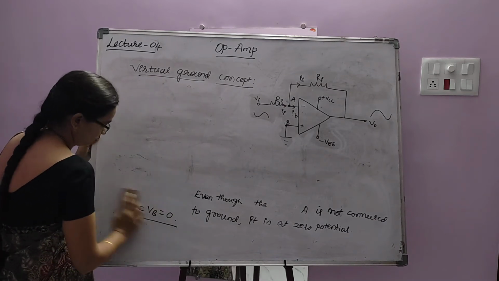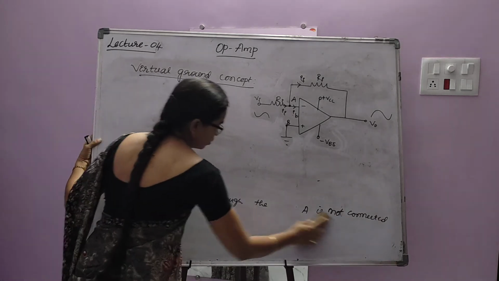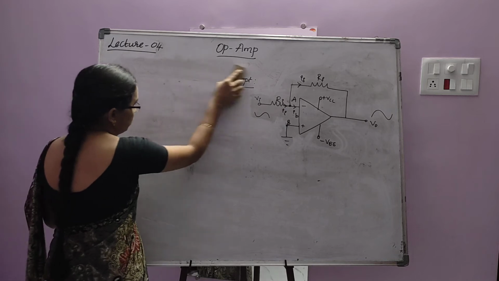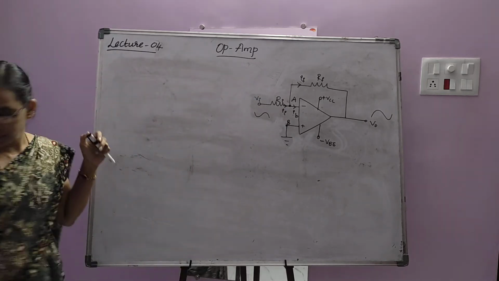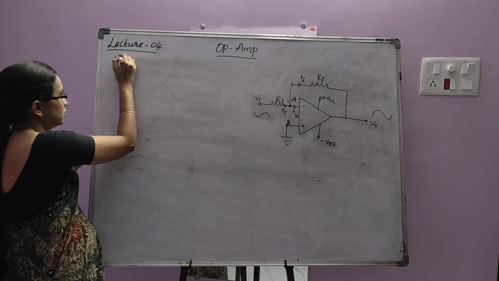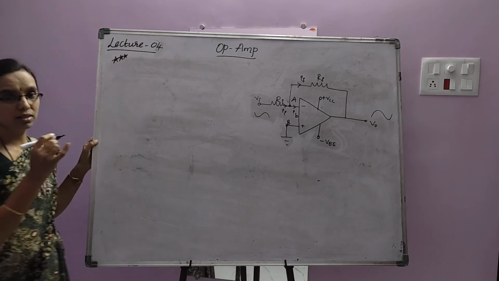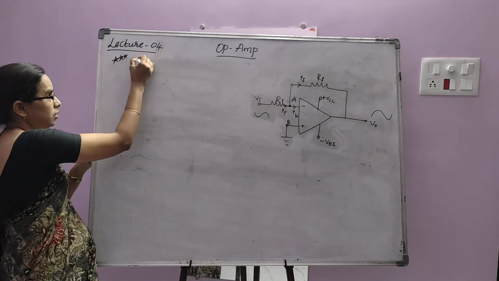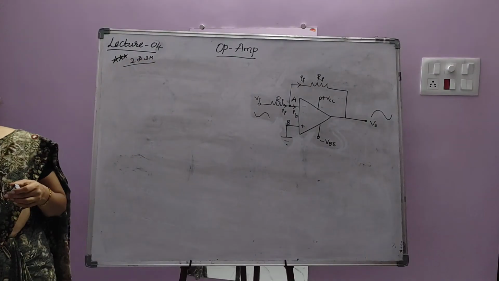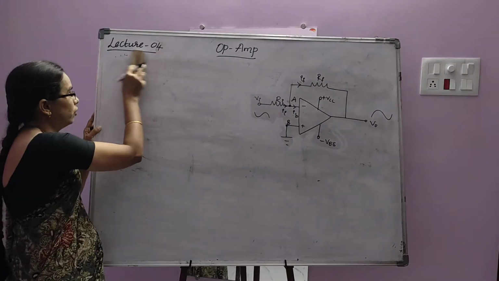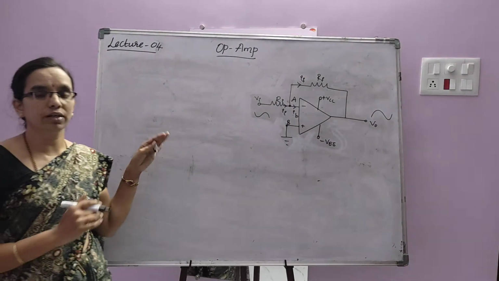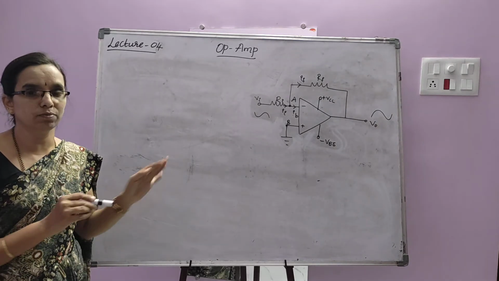So this explains the virtual ground concept of an op-amp. It will be asked several times in the examination, so mark it as 3 stars. It is asked for either 2 marks or 3 marks. You have to write the circuit and explain the concept as I have explained.